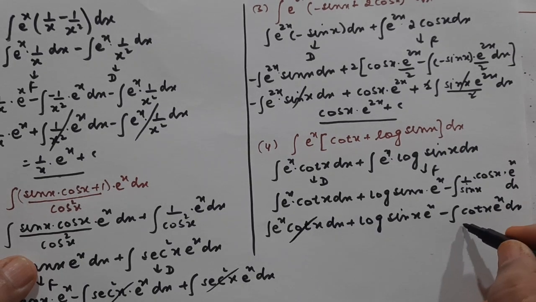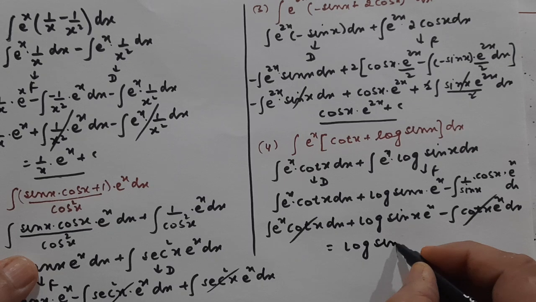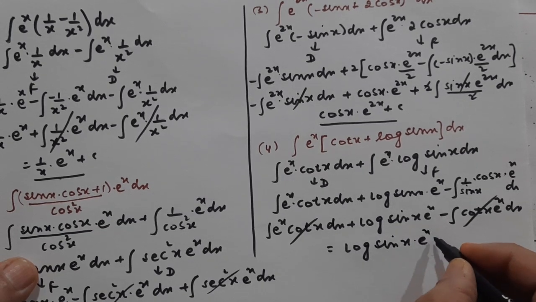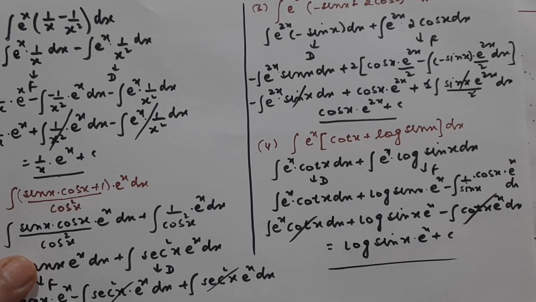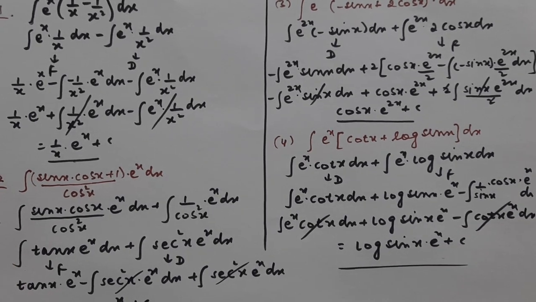So cancel these two factors. So what we get? e power x log sin x plus c. So this is the solution. So students, I hope this is clear to you.